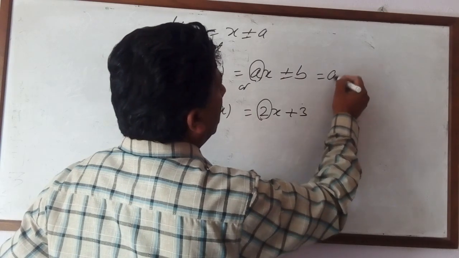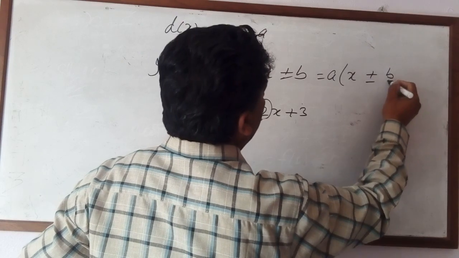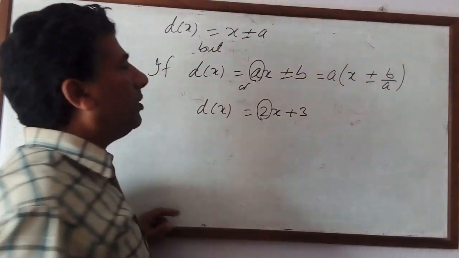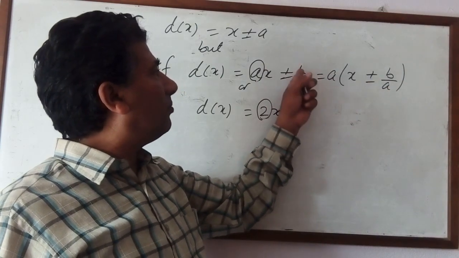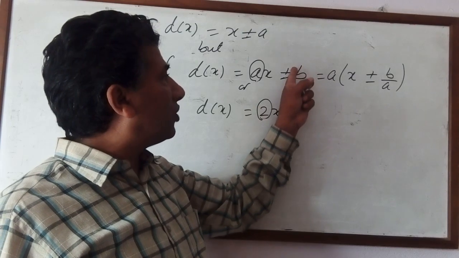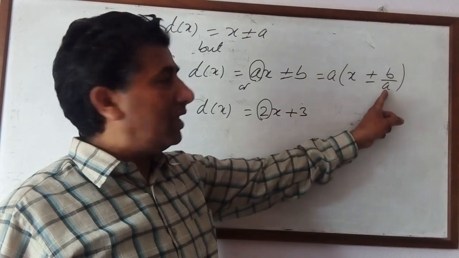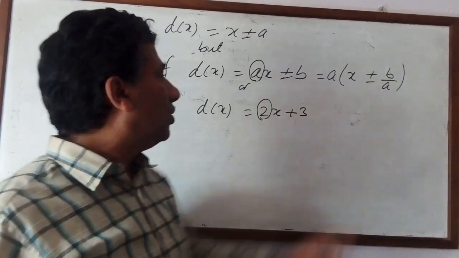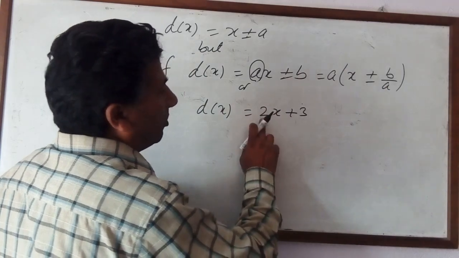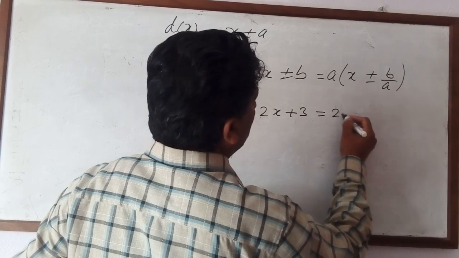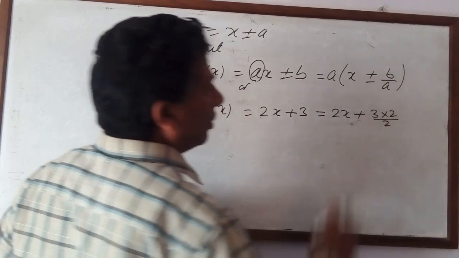Take a common. If you take a common, then it will be x plus or minus b by a. Now why does a come here? We are taking a common from ax plus b. Here also a, up also, down also, a common, denominator a here. In this way also you can understand. Okay, here I'll make it clear. 2x plus 3, we have to remove this 2. It can be written like this, 2x plus 3 times 2 by 2.